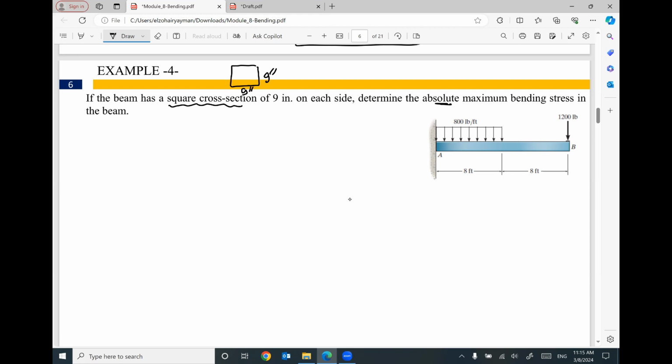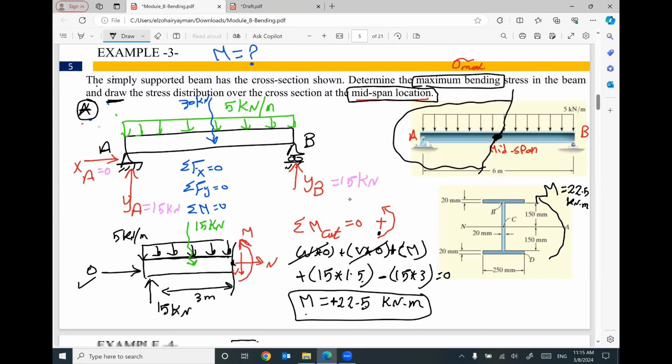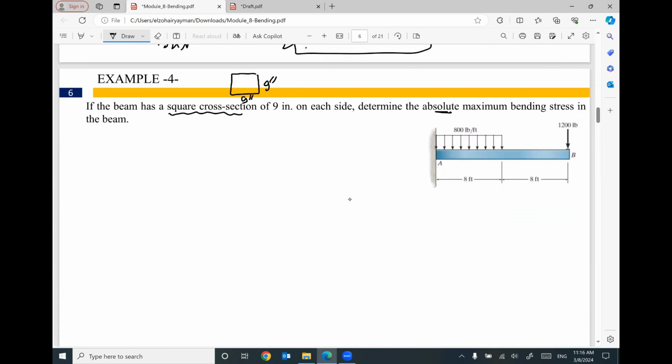In the beam. Unfortunately, the beam is given, but we don't have a specific location on the beam to use the moment. In the previous example, we were given a beam and we were given a specific position on the beam, which is the mid-span. So I figured out the moment at the mid-span. But in this example, we are not given a specific location or specific position. However, we are looking for maximum bending stress. Maximum bending stress will be at the maximum bending moment.